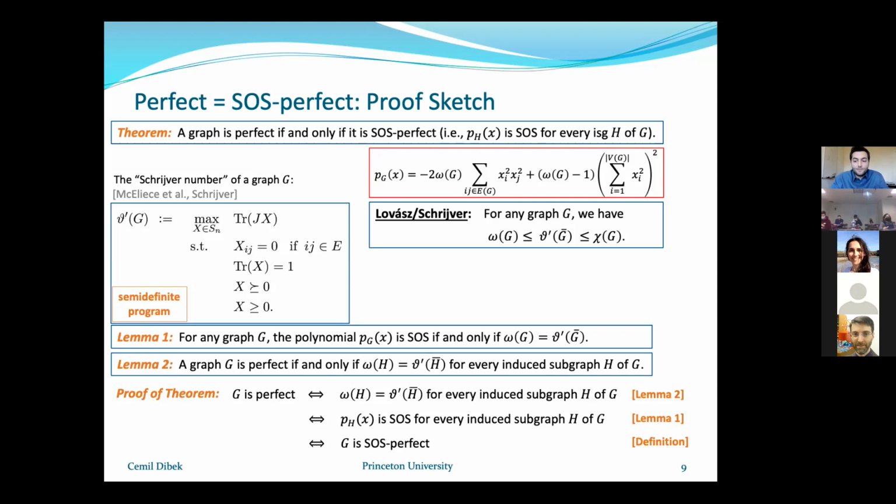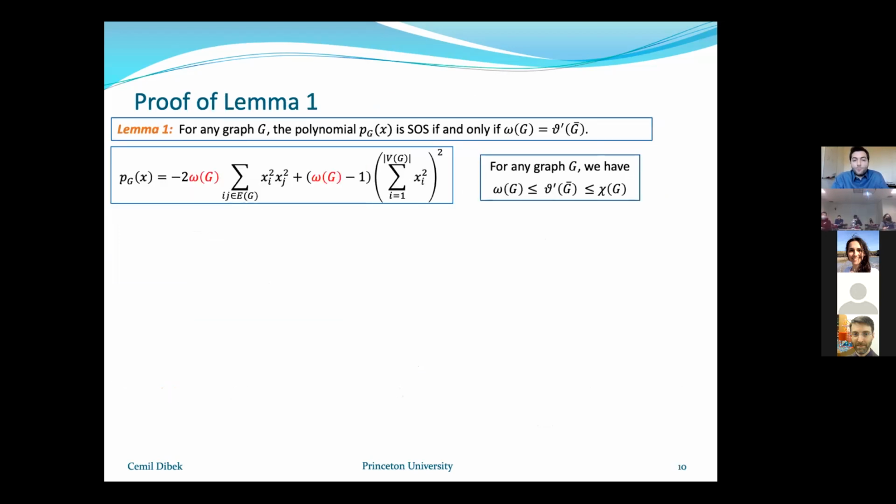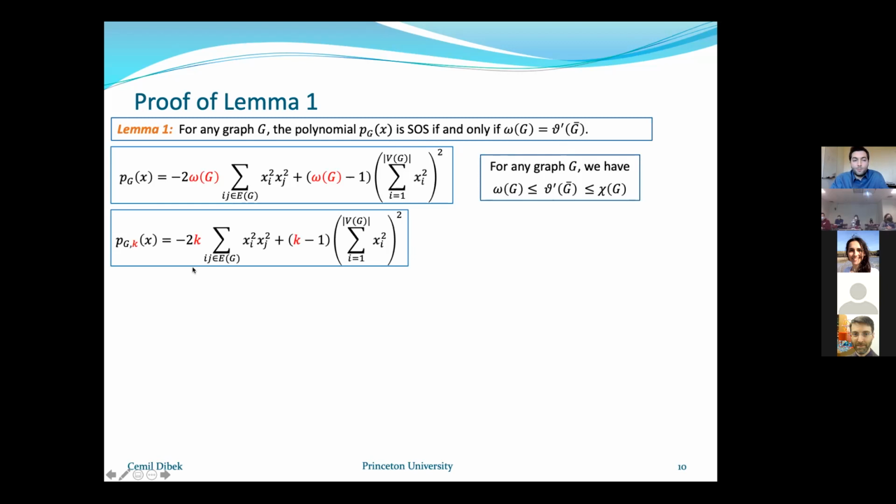Let's start with lemma 1. The proof of lemma 1 builds on some previous results. So here we want to show that P_G(x) is SOS if and only if the clique number and the Schrijver number are the same. Let's show something more general. So here we have our polynomial P_G(x). Let's obtain a more general polynomial by simply replacing this omega by a scalar k. So this is called P_{G,k}(x), which was obtained from P_G(x) by simply replacing omega by a scalar k.